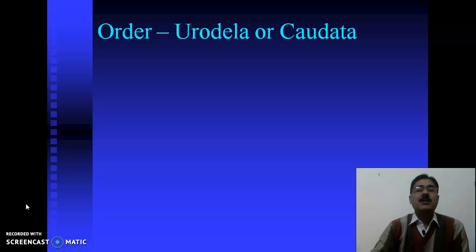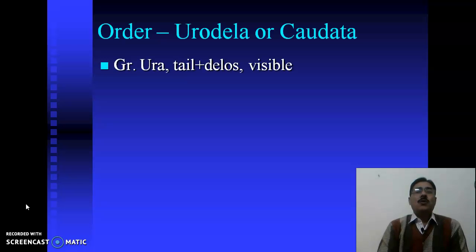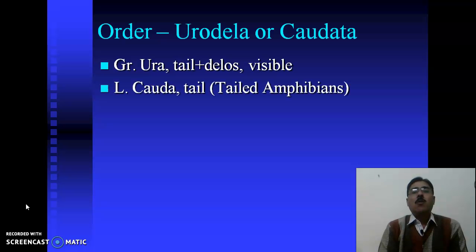Now about the second order, that is Urodela or Caudata. Uro is actually derived from oura, which is a Greek word meaning tail, and delos means visible. It means the tail is visible in the case of Urodela. The second word, that is Caudata, Latin word cauda means tail and ata means bearing. So those animals in which tail is clearly visible. So the members of order Caudata or Urodela are known as tailed amphibians.